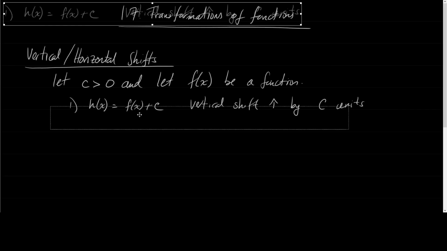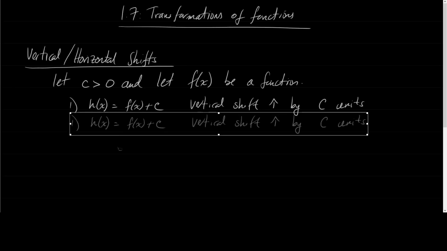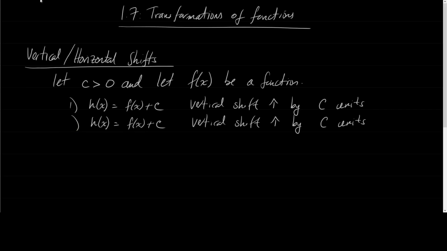I'm just going to copy and paste this here, and we're just going to manipulate this. The second one is if h of x is equal to f of x minus c, this is going to be a vertical shift downwards by c units.